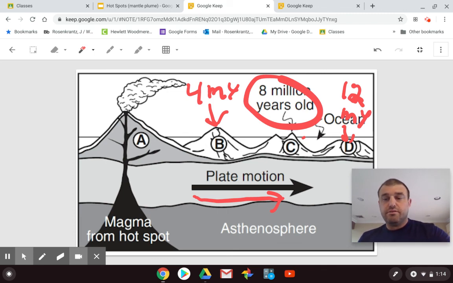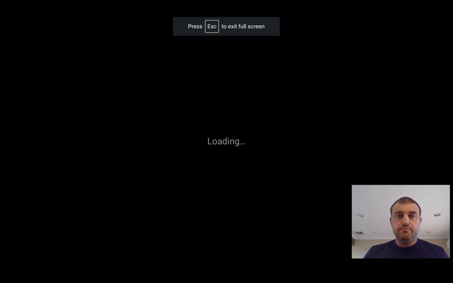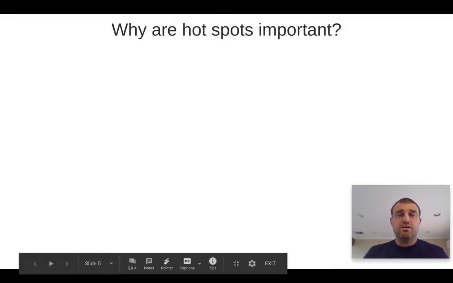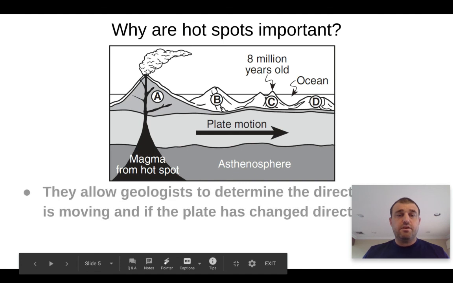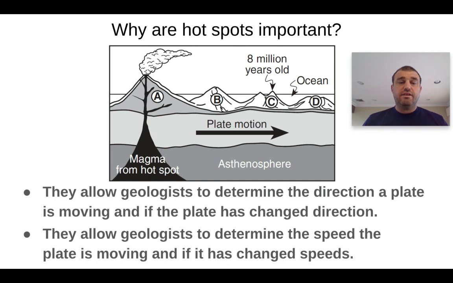Okay. So let's go back to the notes. These are the last couple of things you have to write down. Why are hotspots important? Because, first bullet, they allow geologists or scientists to determine the direction a plate is moving and if the plate has changed direction. And the second thing, they allow geologists to determine the speed the plate is moving and if it has changed speeds. Right. So that's today's lesson.